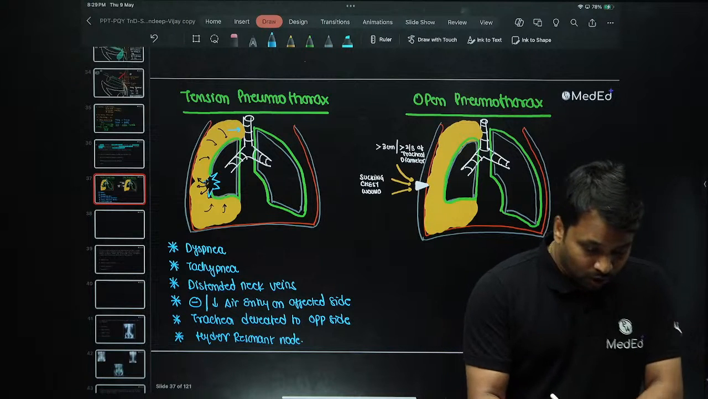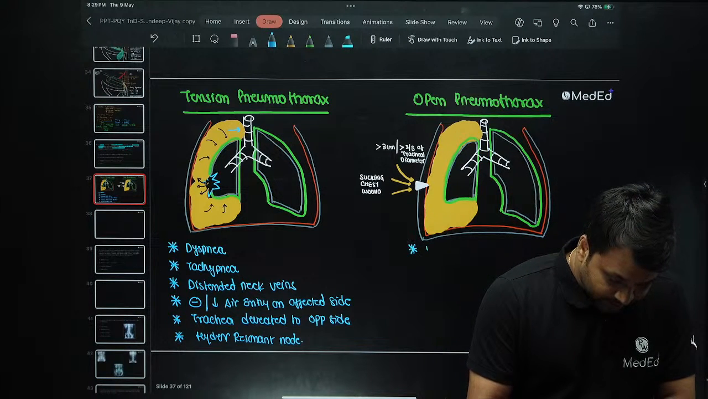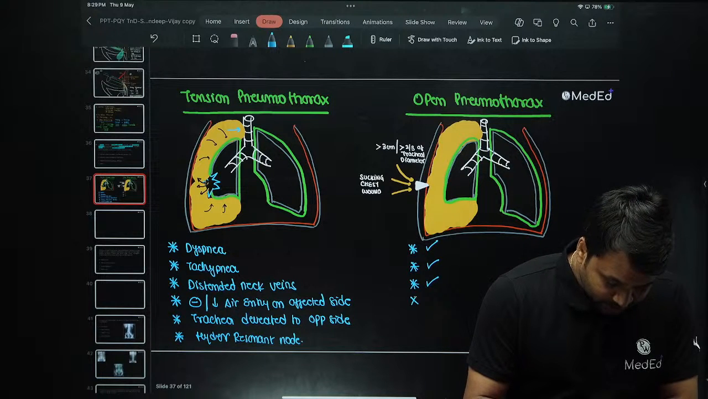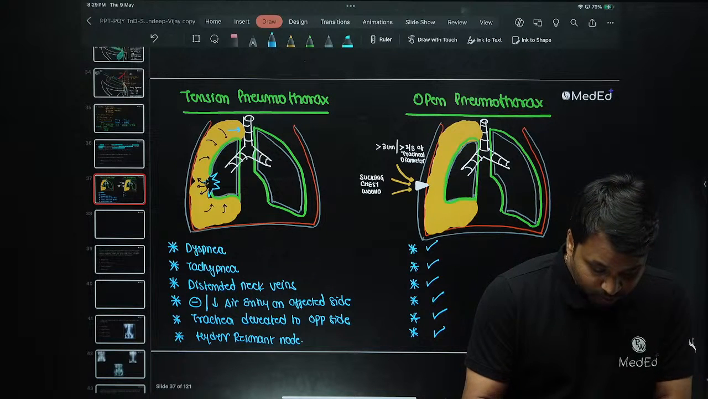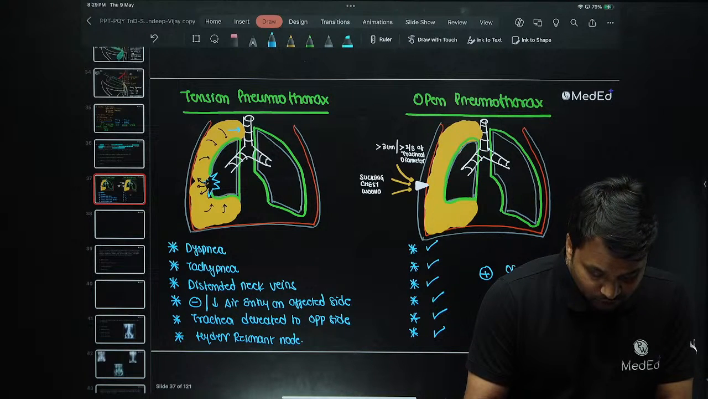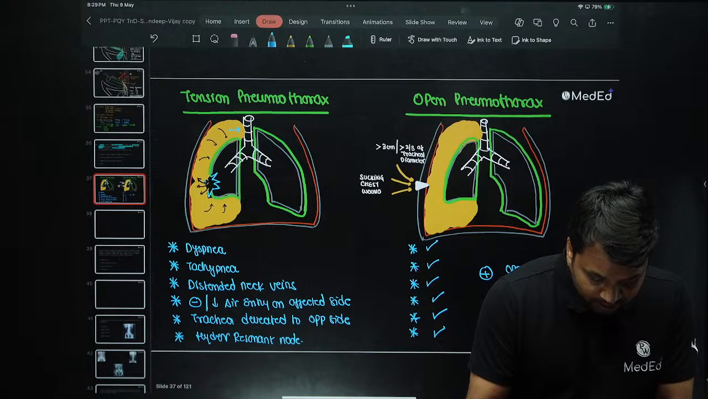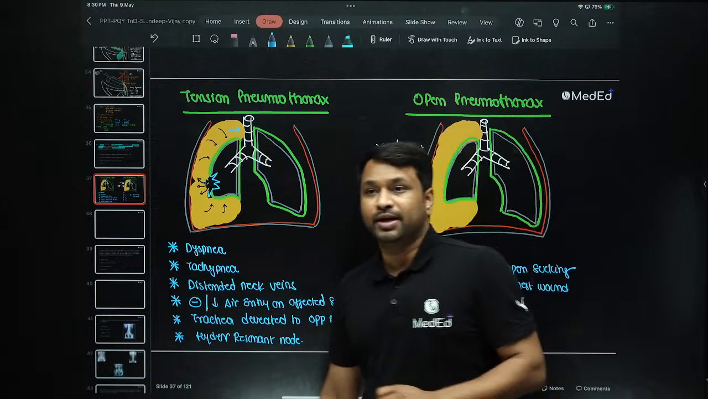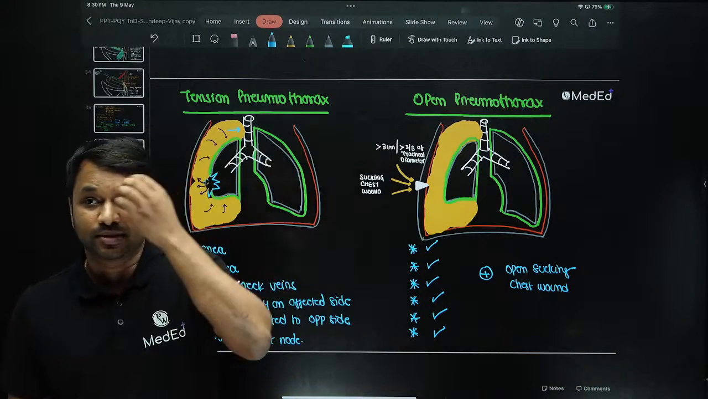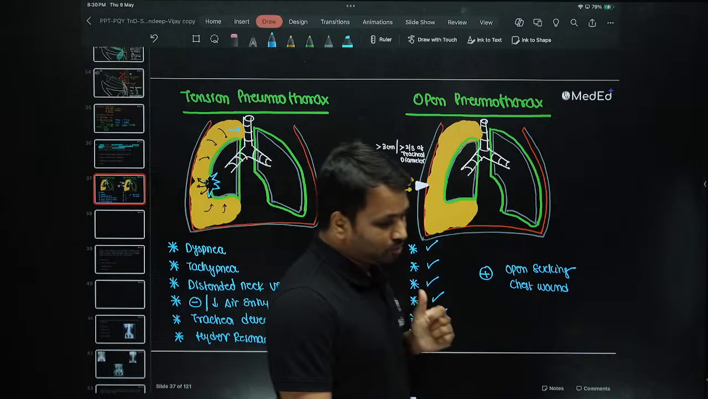Right? All these findings, you will see dyspnea will be present, tachypnea will be present, distended neck veins will be present, air entry will be absent, trachea will be deviated, hyper-resonant note. But additionally, you will see presence of an open sucking chest wound. And this is how you differentiate between open and tension pneumothorax. Okay? Open as well as tension pneumothorax.